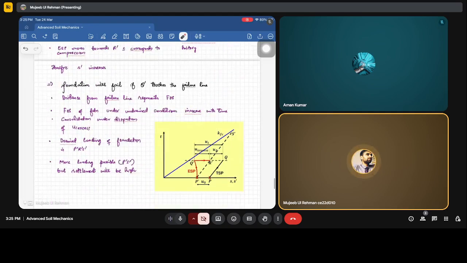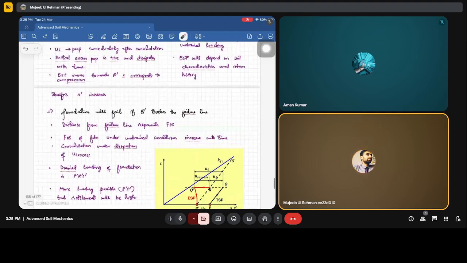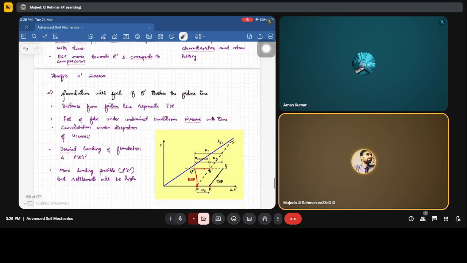Fine. So consolidation will happen under dissipation of excess pore water pressure. As the excess pore water pressure dissipates out, there is a chance that the soil will rearrange. Fine. So due to this rearrangement, there will be an increase in the strength. So the drained loading of the foundation is P', R', R'. Now you can see there may be chances.